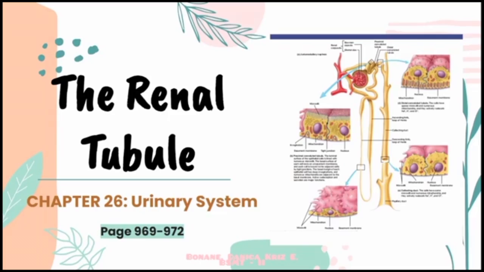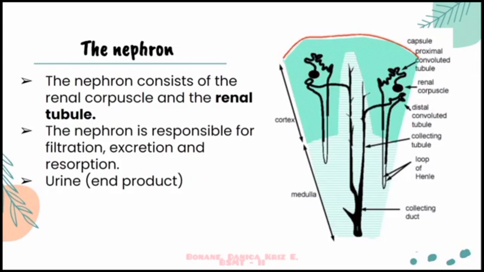Good day everyone, my name is Danica and I will be the one to discuss the renal tubule. So where does the renal tubule come from? The renal tubule comes from the nephron, which consists of the renal corpuscle and the renal tubule. For my part, I will only discuss the renal tubule since the renal corpuscle has already been discussed by Miss Barkilia. And we already know the overall information about the nephron, the structures and the types of nephron.